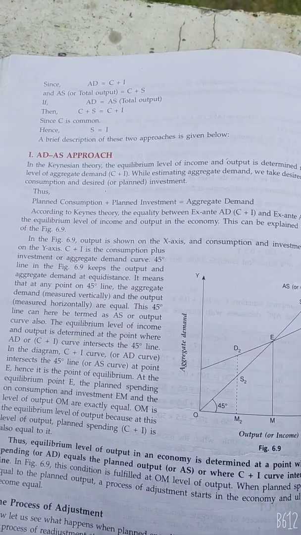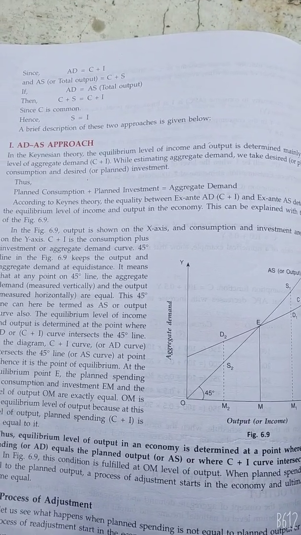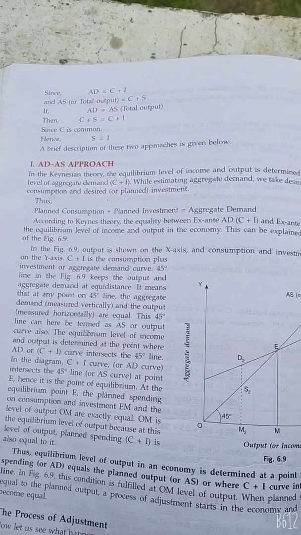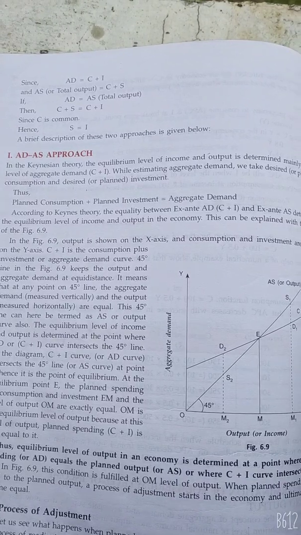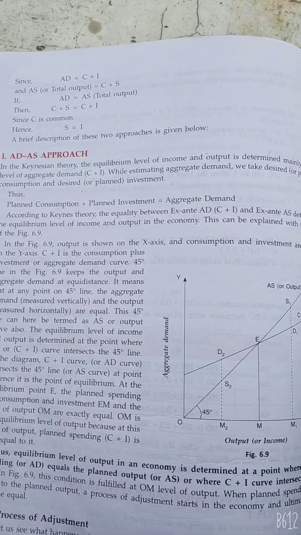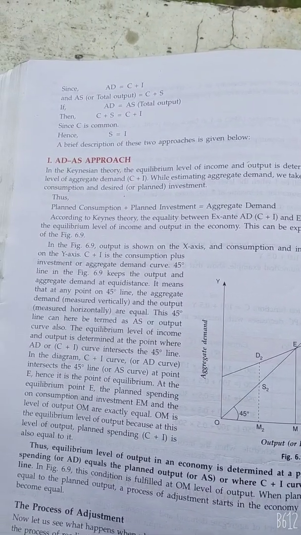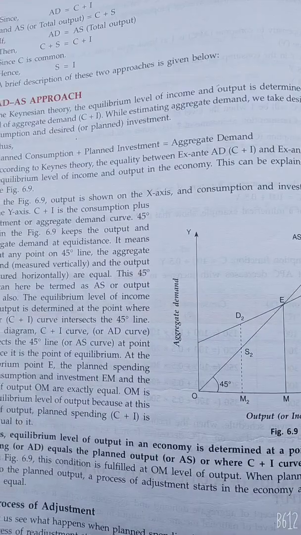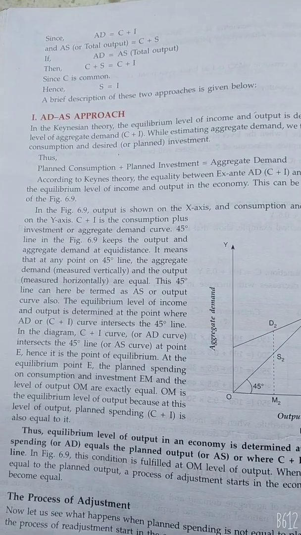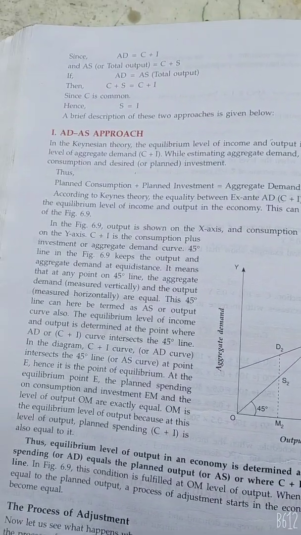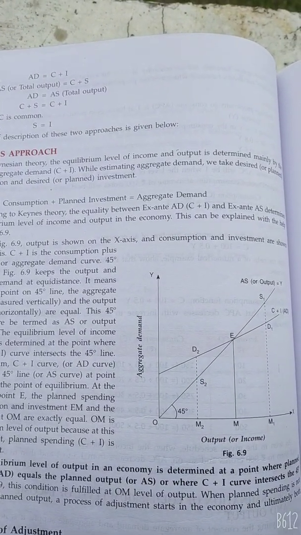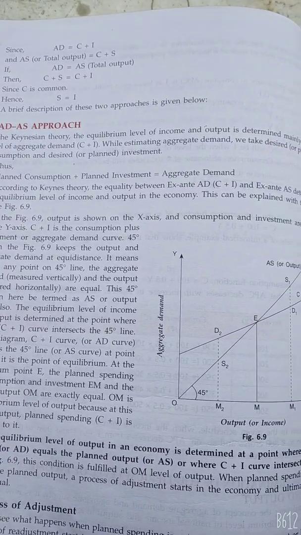Thus, we can say the equilibrium level of output in an economy is determined at the point where the planned spending, that is aggregate demand, is equal to the output, or where the C plus I curve intersects the 45-degree line. This condition is fulfilled at the OM level of output. When planned spending is not equal to planned output, the process of adjustment starts in the economy, and ultimately both become equal. The process of adjustment happens by three methods. What happens when planned spending is less than planned output, and what happens when planned spending is greater than planned output? By adjusting these, we can get the AD-AS approach. Thank you.